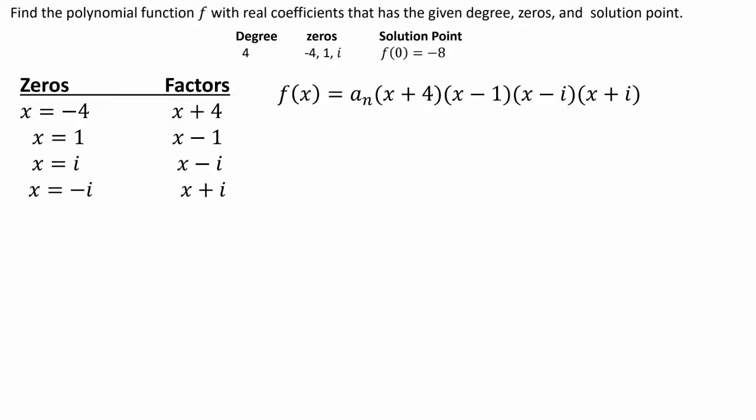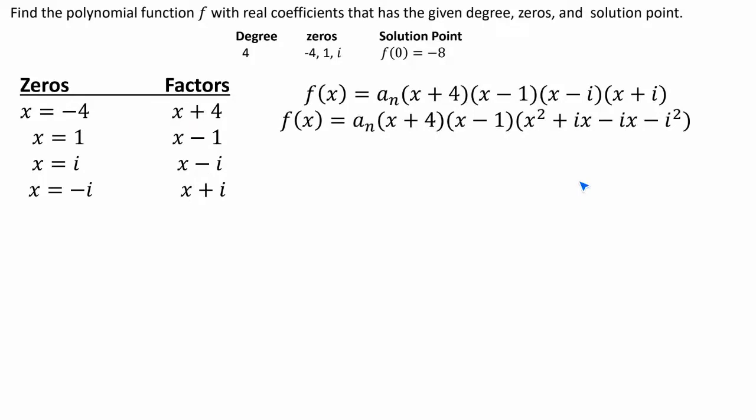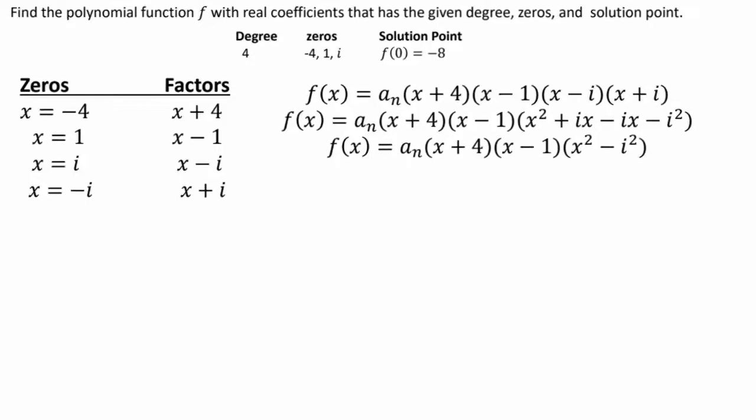Okay. So I personally like to multiply the imaginary numbers first. So x times x is x squared, x times i is ix, negative ix is negative ix, and then negative i times i is negative i squared. And what do we know about i squared? Okay, let me simplify here. x squared, the ix and the negative ix become 0. So we end up with x squared minus i squared.